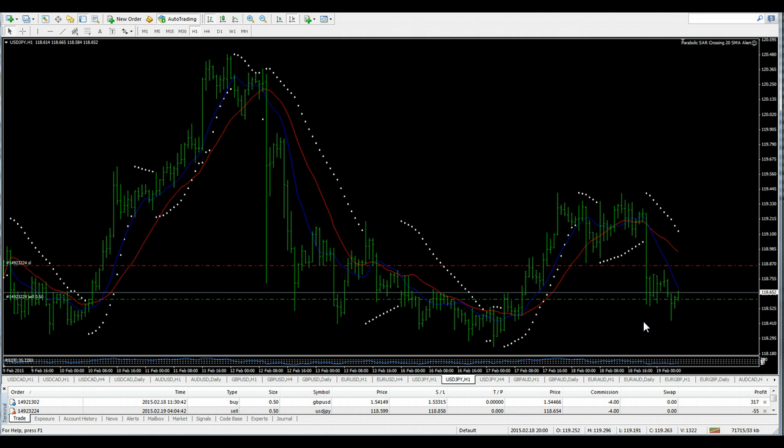But based off of the meetings and based off of what the technicals are doing, we should be able to have some pretty good profits going into the London session and the New York session for Thursday and into the rest of the week.